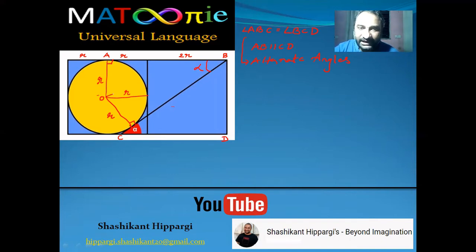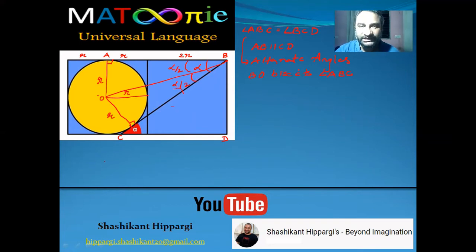So if I draw a line from the center of this circle O to this side B, then it is very clear that this angle should be equal to half of alpha, because BO bisects angle ABC. That is visible. Okay. So we can say that this angle is also equal to alpha by 2.